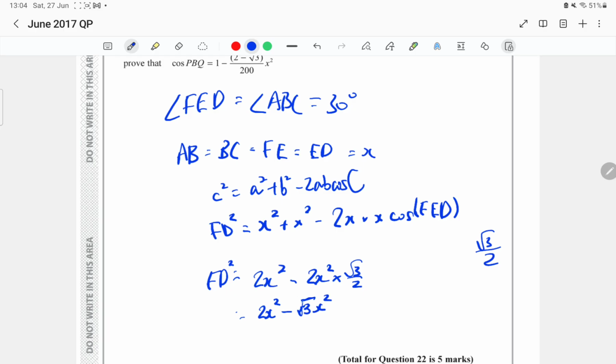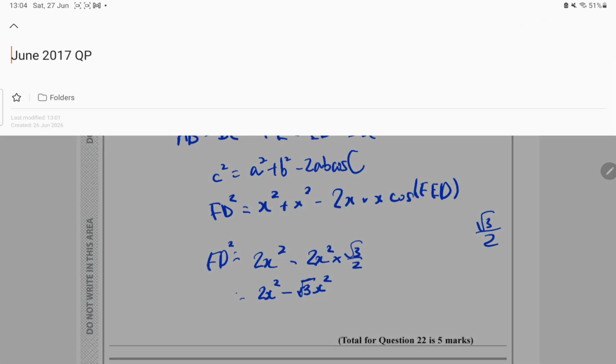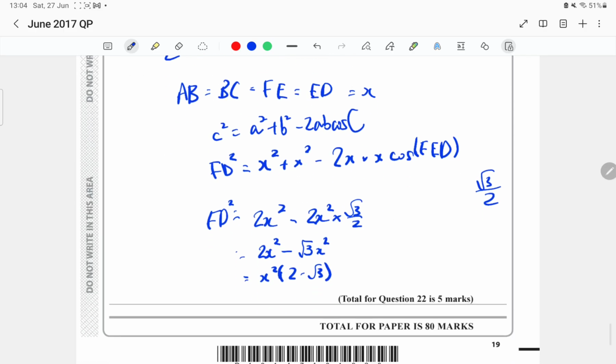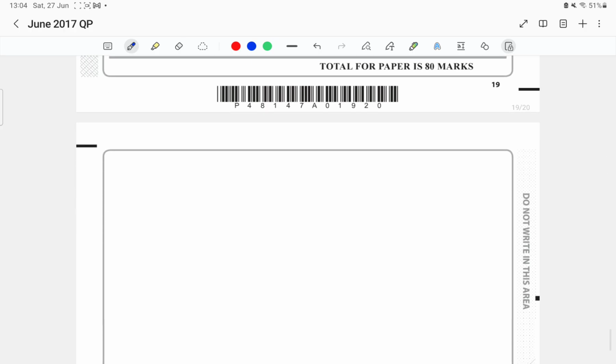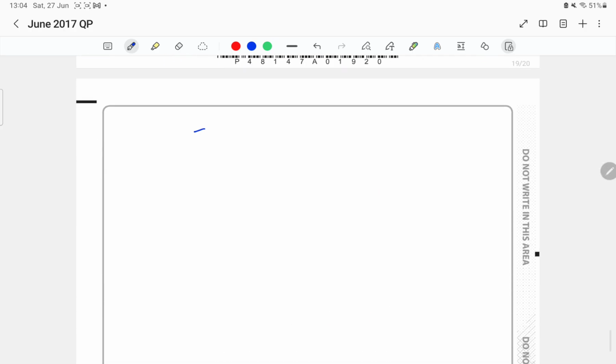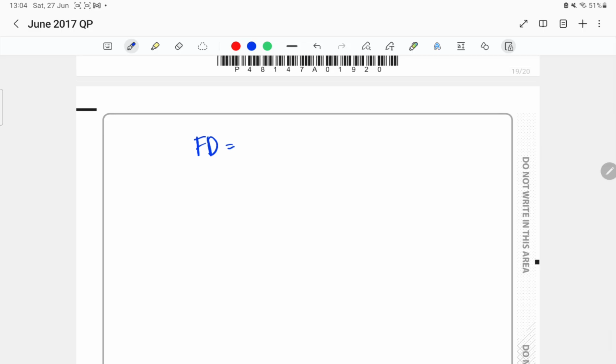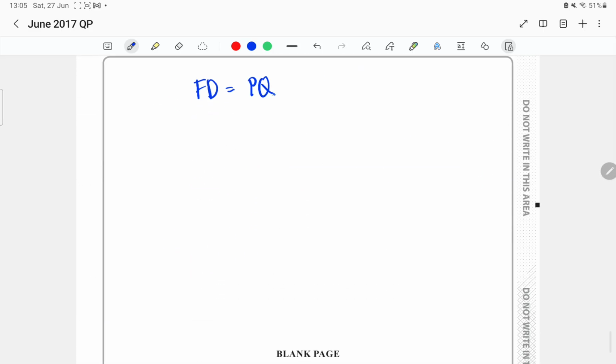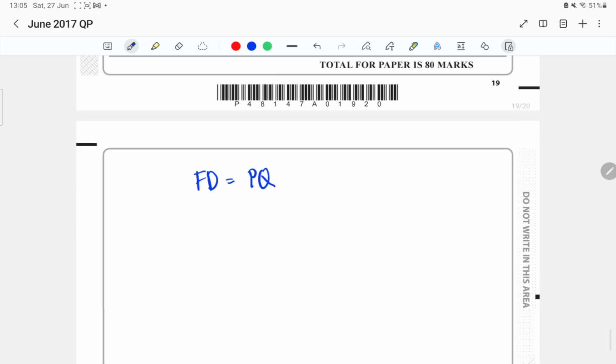Remember, the square root just covers the 3, not including the x squared. Okay, and then we can factorize it into x squared times 2 minus root 3. So that is FD squared. So let's continue here. FD equals PQ, same length. We don't have to square root the FD squared because we still need to use PQ squared.